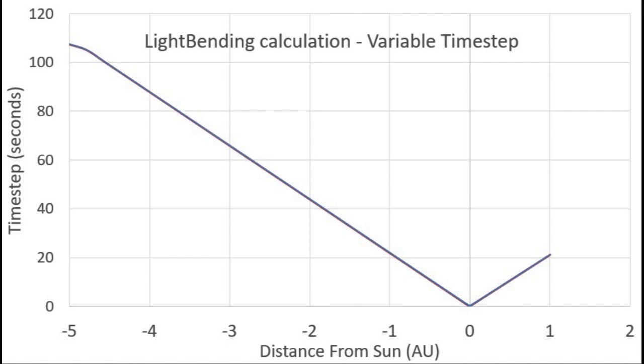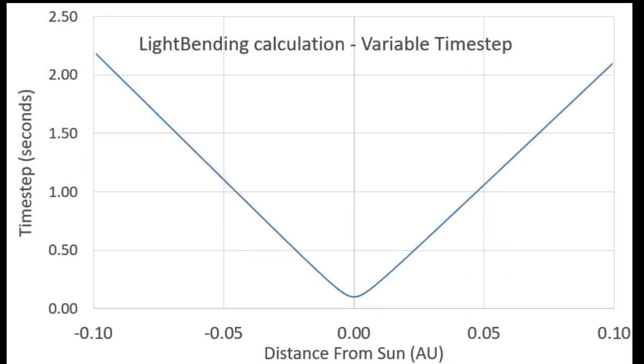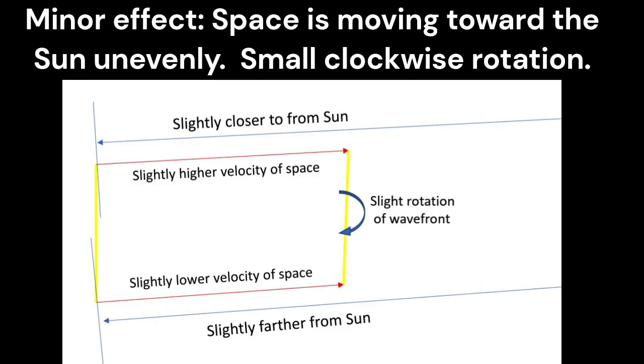But as we get closer to the sun, and I'll show a close-up picture here, when we're near the sun, the time step will get down to about 1/10 of a second. A lot more action is happening at that point in time. The bending occurs, and we need more precision on the calculation at that point. I account for 2 effects in this calculation, and this first one is quite minor.